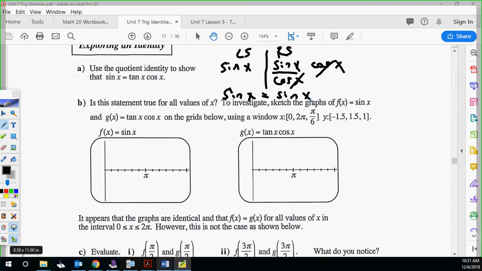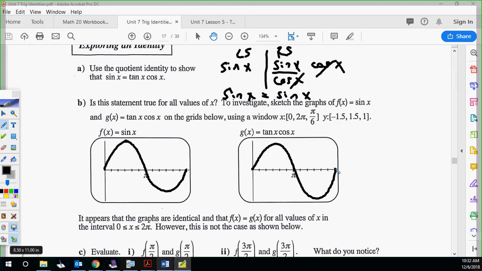So is the statement true for all values of x? To investigate, sketch the graphs of sine x and then tan x cos x on the grids below using the window. So when you do sine of x, it's going to look like so. Okay, and you do that one, it's going to look very similar. It appears the graphs are identical, f of x and g of x, for all values of x in the interval 0 to pi. However, this is not the case as shown below.